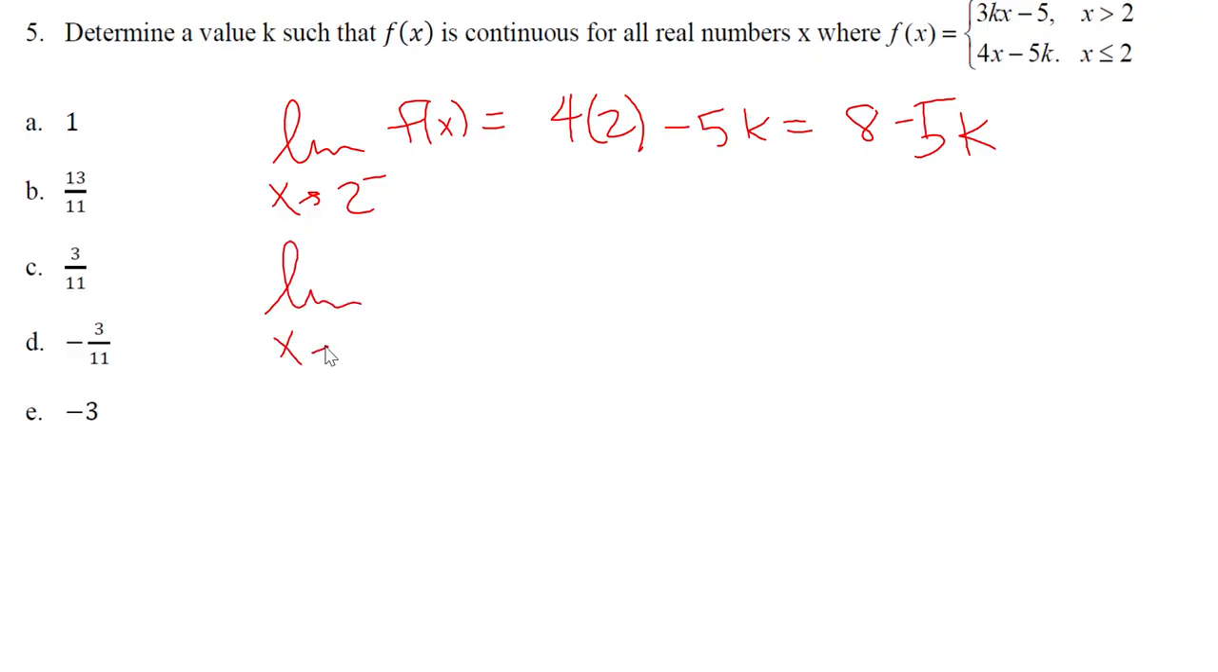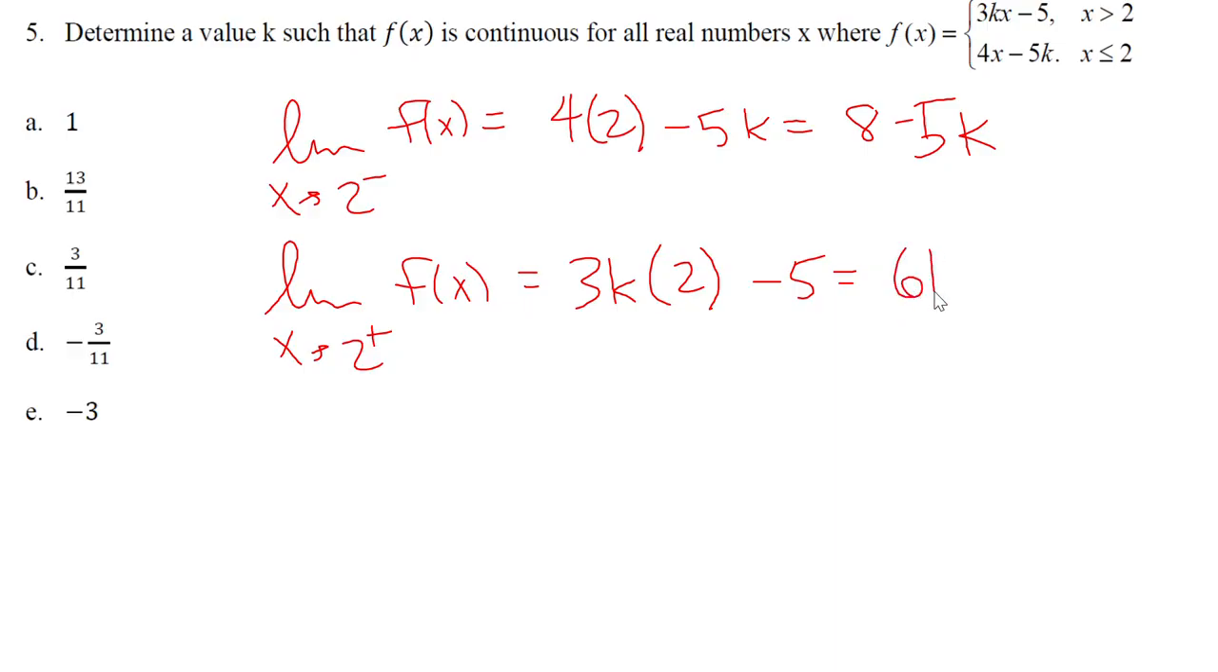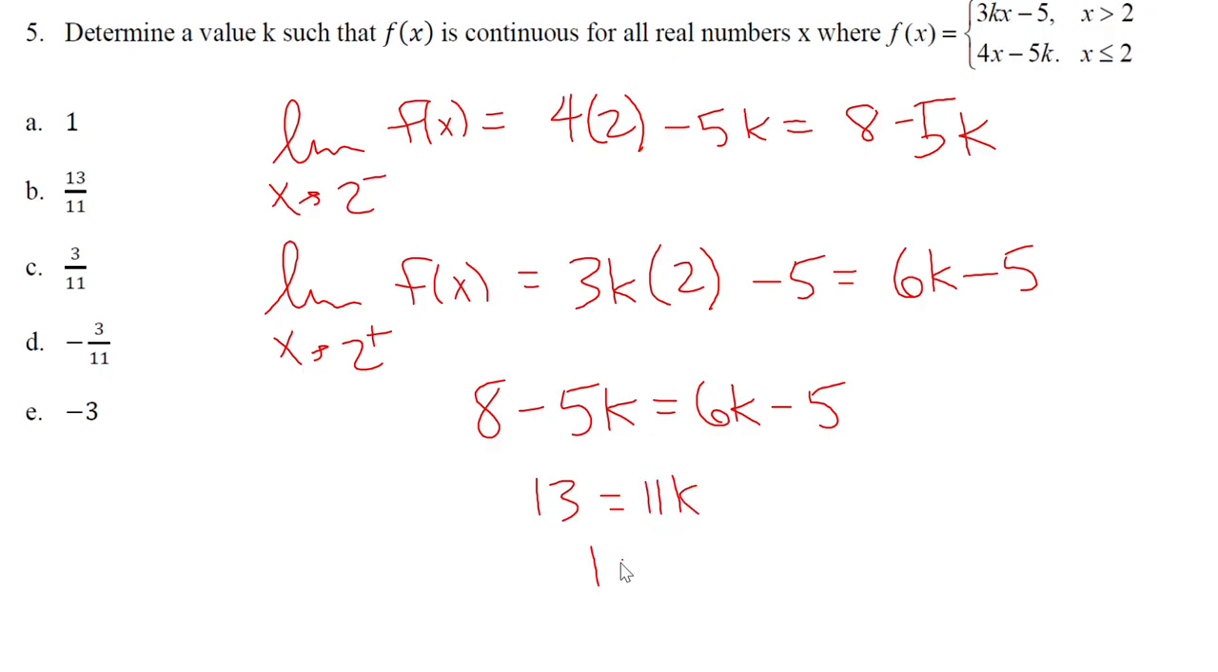Then we need to do the limit as x approaches 2 from the right of f of x, which would be the portion when x is greater than 2. So that'll be 3k times x, which is 2, minus 5, or 6k minus 5. So really all we need is for 8 minus 5k to equal 6k minus 5. For whatever k value that's true, that is when this function is continuous for all real numbers. Well, we can add the 5 over to the left side, giving us 13, and the 5k to the right side, giving us 11k. So k is just going to be 13 over 11, which is choice B.